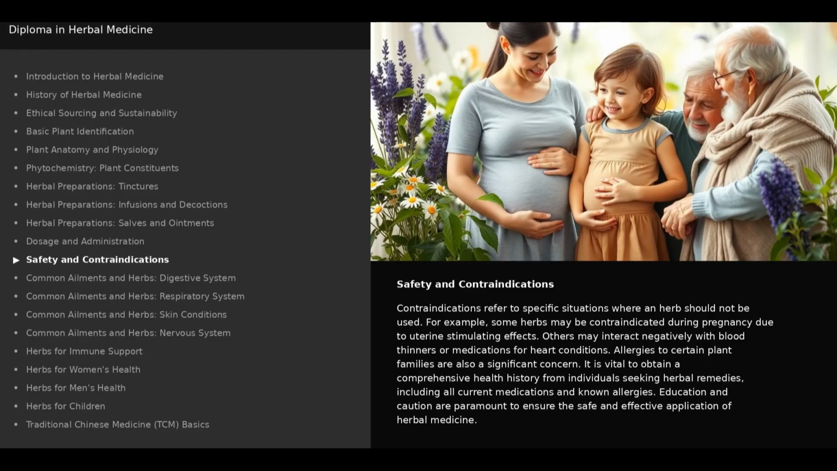It is vital to obtain a comprehensive health history from individuals seeking herbal remedies, including all current medications and known allergies. Education and caution are paramount to ensure the safe and effective application of herbal medicine.